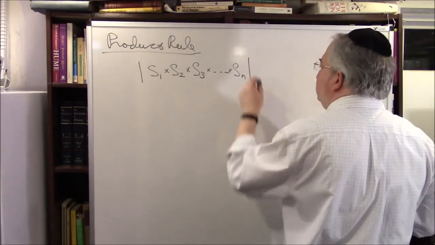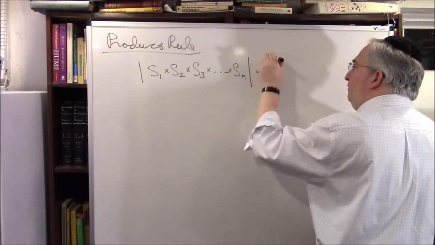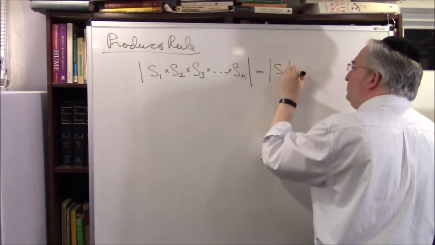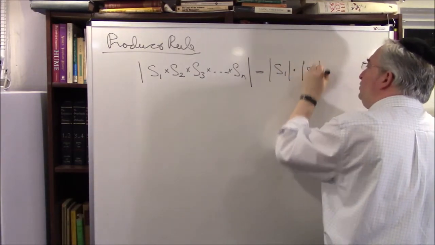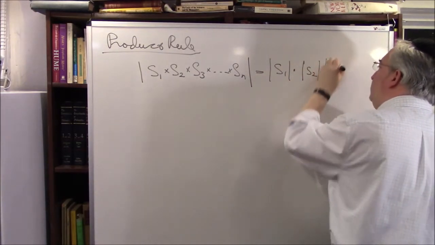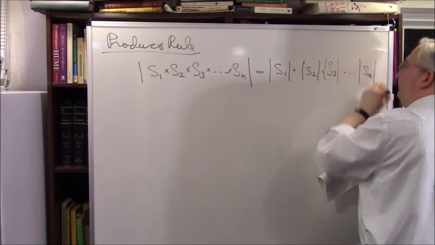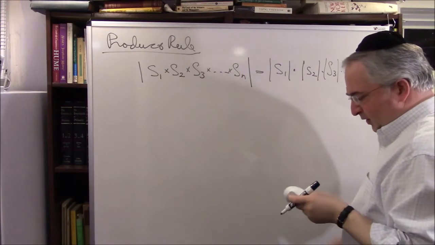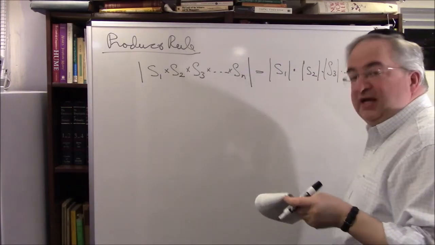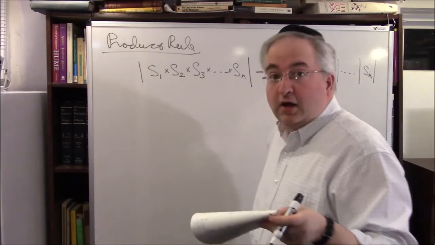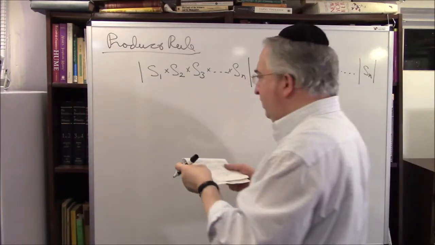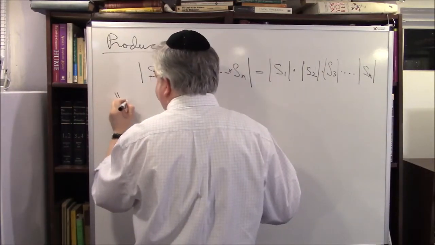Well, how many elements is that? That's equal to the number of elements in S1 times the number of elements in S2 times the number of elements in S3 times ... times the number of elements in Sn. Okay, now the book makes a nice English sentence out of this, and I want to go through the English sentence. It goes as follows.